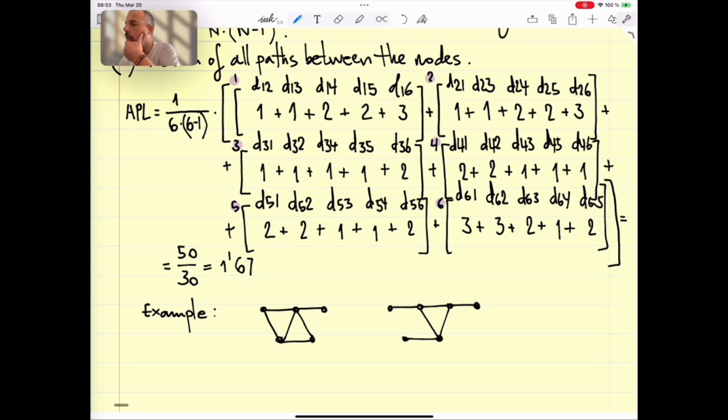Here 2 links are missing. Okay. Here this is missing. This is missing. This is configuration A. This is configuration B. You can compare the average path length, APL A and APL B. Of course, APL A is going to be smaller than APL B.